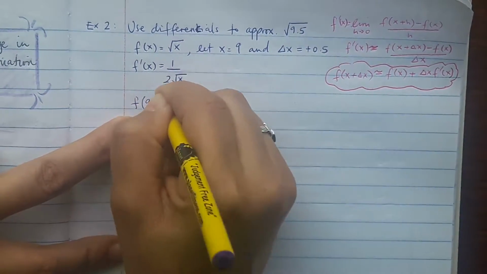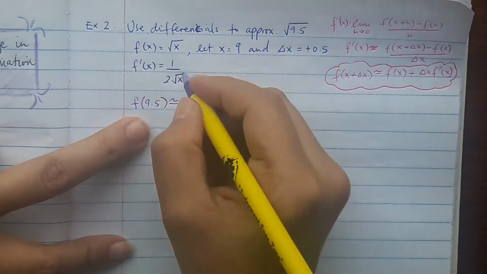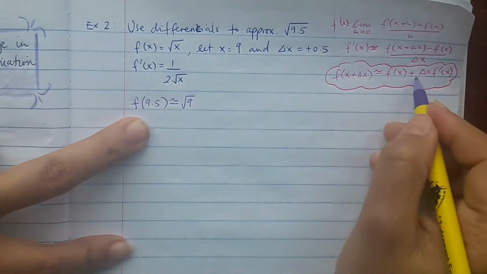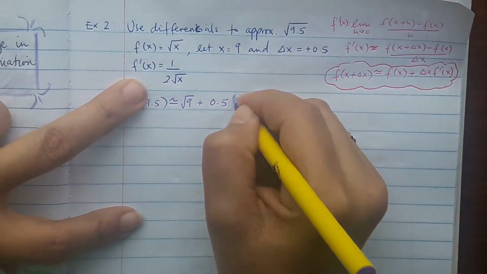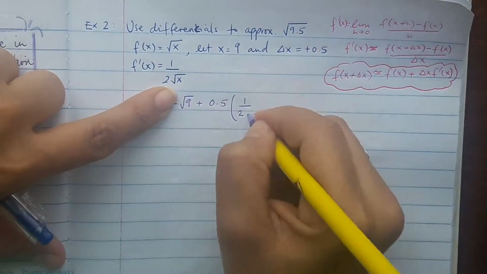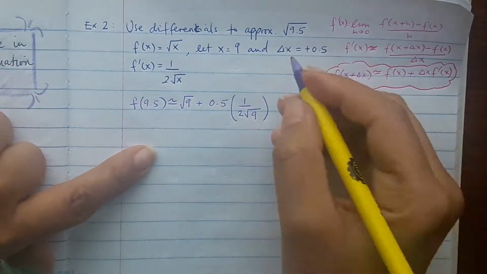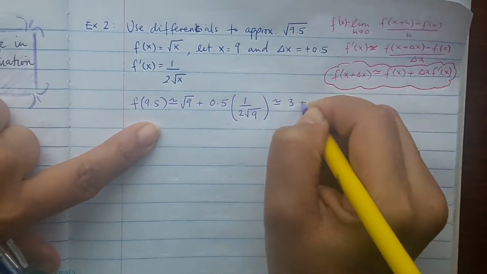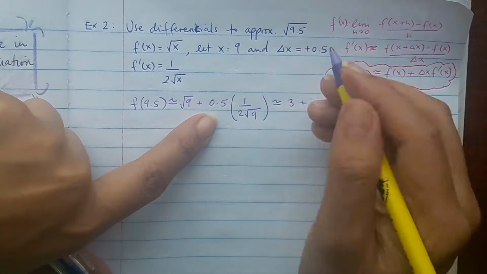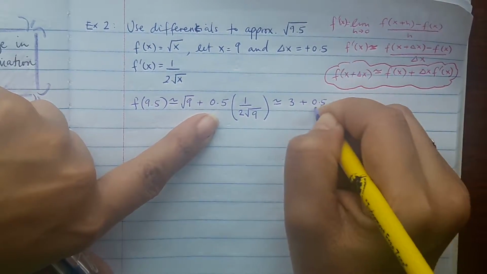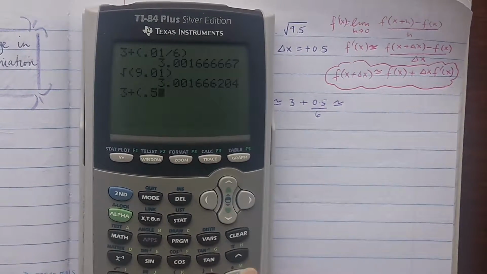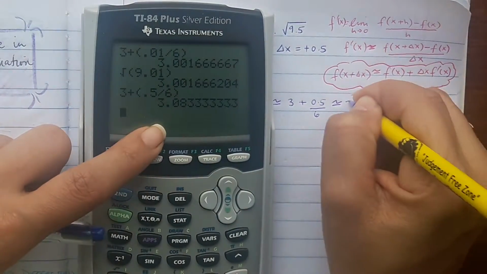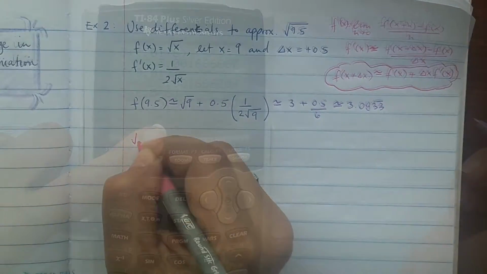Alright, so the function of 9.5 is equal to the square root of 9 plus the change in x, so 0.5, times the derivative of that function. So 1 over 2 square root of 9 again. Alright, so that's approximately equal to 3 plus 0.5 over 6, because this time my change is 0.5. Alright, so plug that into the calculator. You're going to get 3.083 repeated.